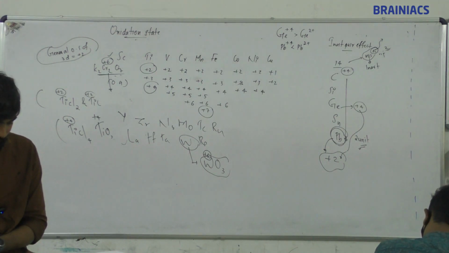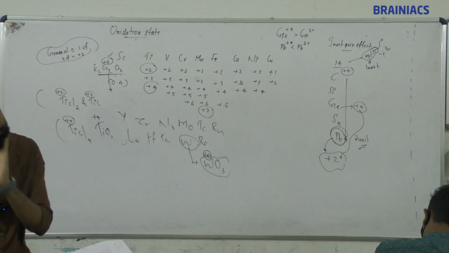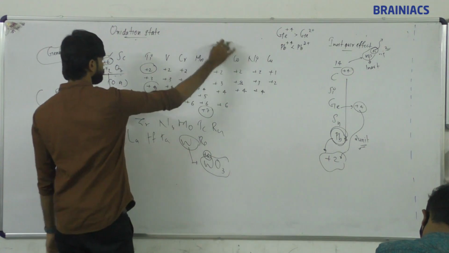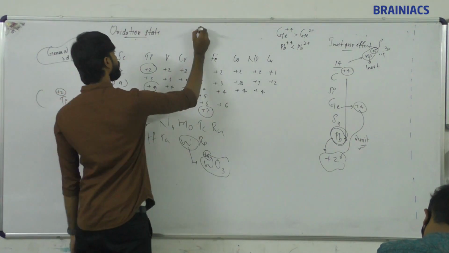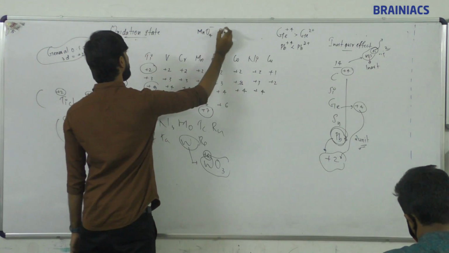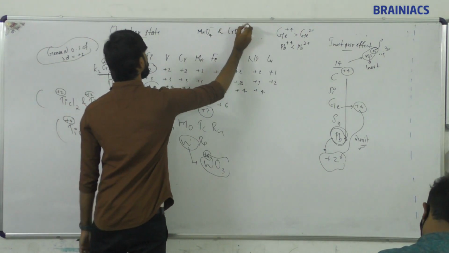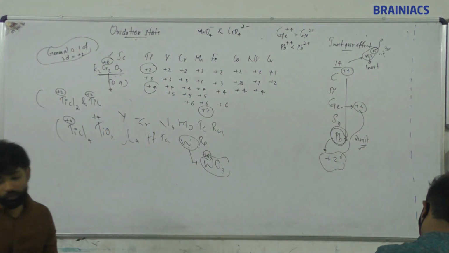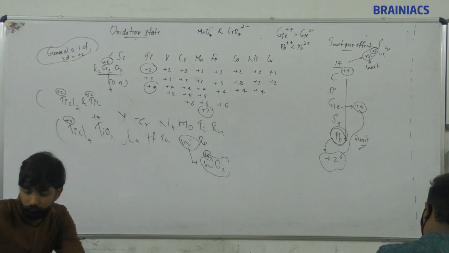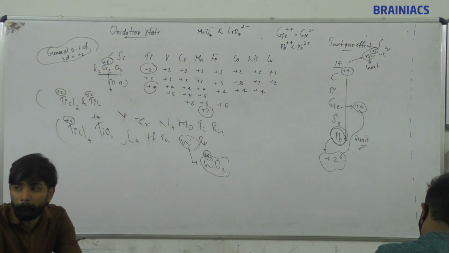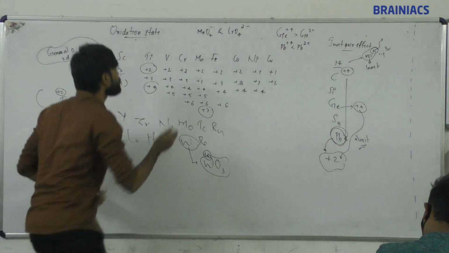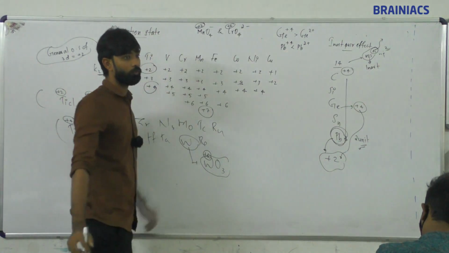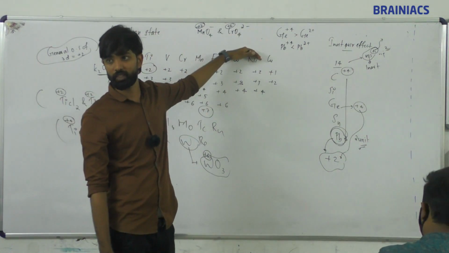Example: MnO4 minus and CrO4 2 minus are less stable. The oxidation state of manganese is +7, the higher one. Here chromium is +6, the higher one. But it is in the 3d series, so it is relatively less stable.